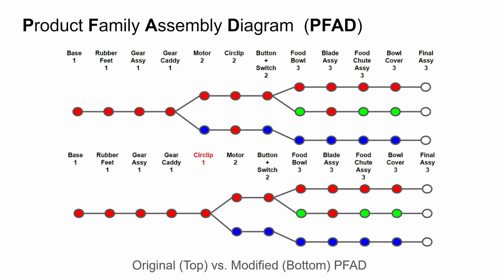The three main components in which there is a lot of variation in the manufacturing process include the motor, the food bowl size, and the blade assembly. These combined create about 3 different final assembly options. By moving the circlip in front of the motor in the manufacturing process, we are able to reduce the number of steps in which there is differentiation in the manufacturing process.